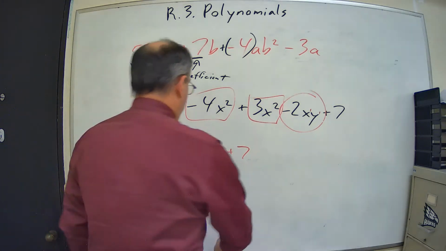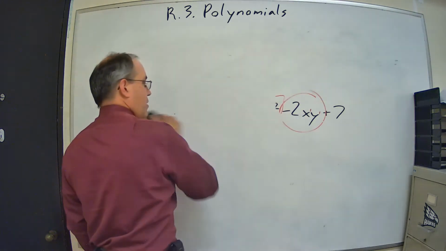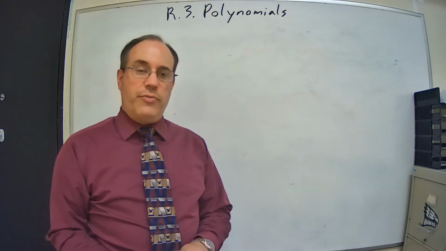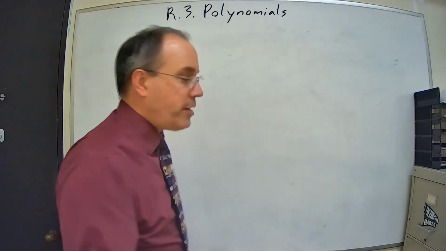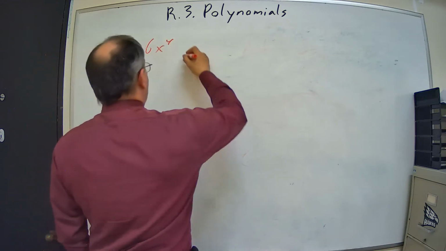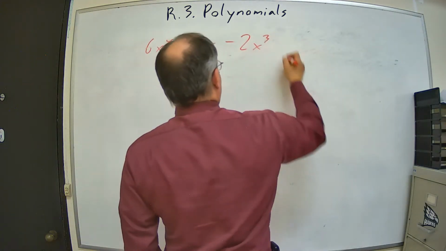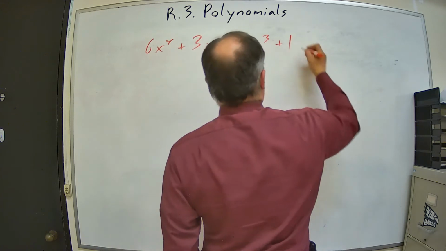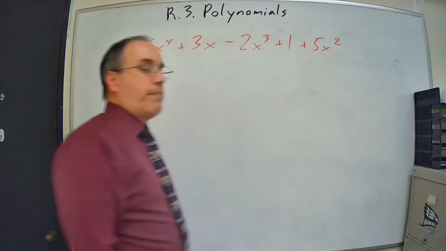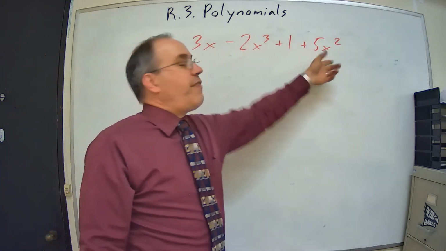Well, continuing on with these, let's look at some single variable polynomials just to get a basic idea of what's going on here. Let's say I have 6x⁴ + 3x − 2x³ + 1 + 5x². Now we see that we have multiple terms. We have 1, 2, 3, 4, 5 terms.